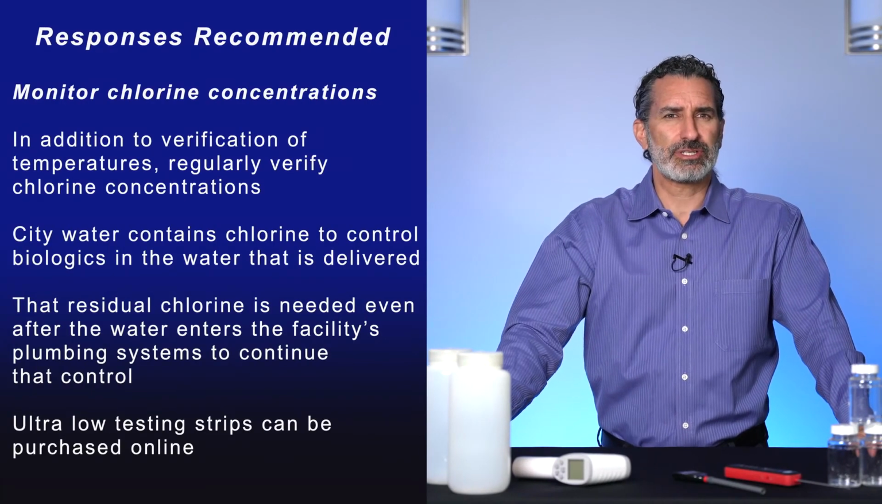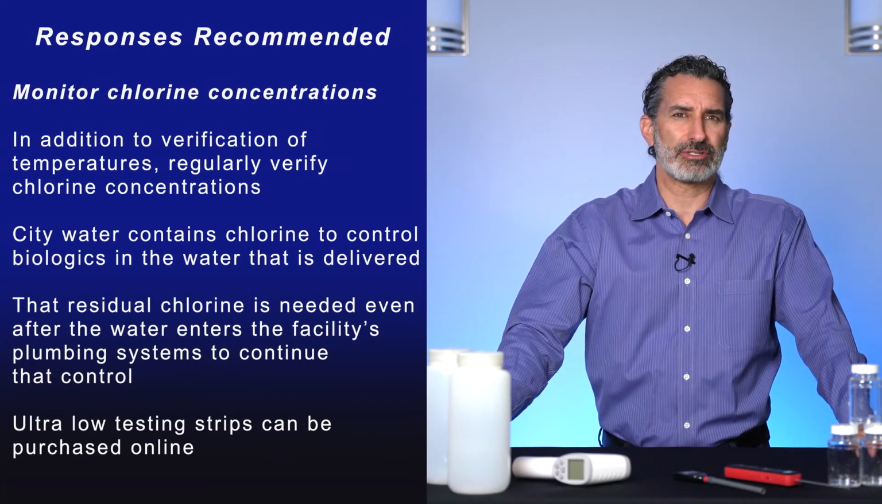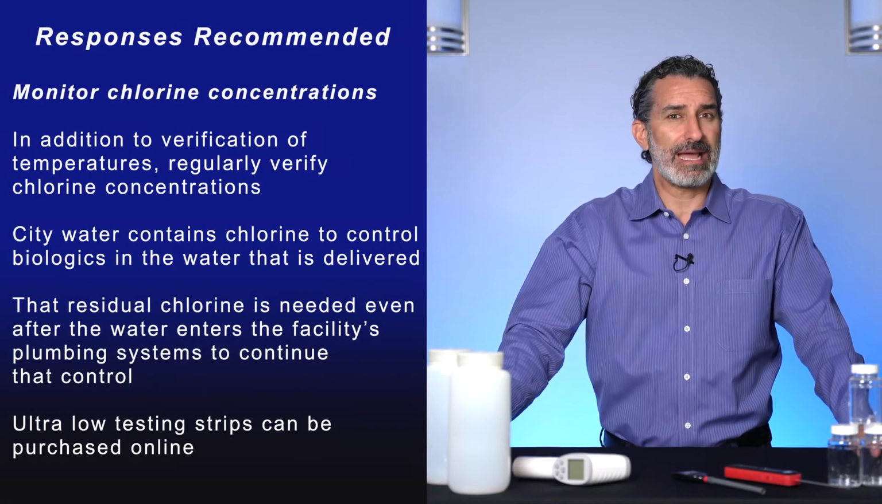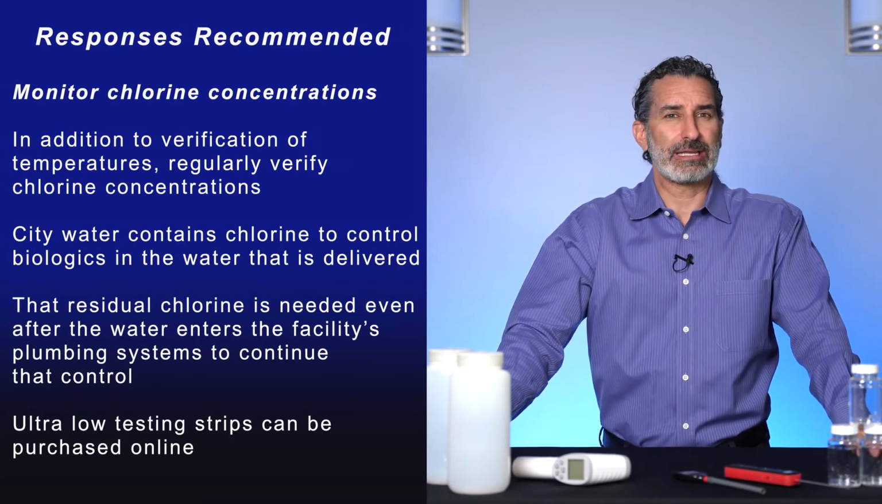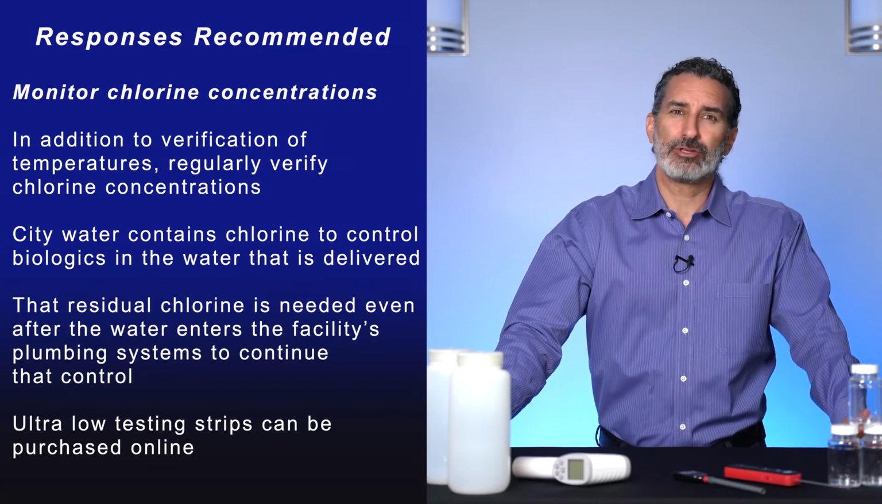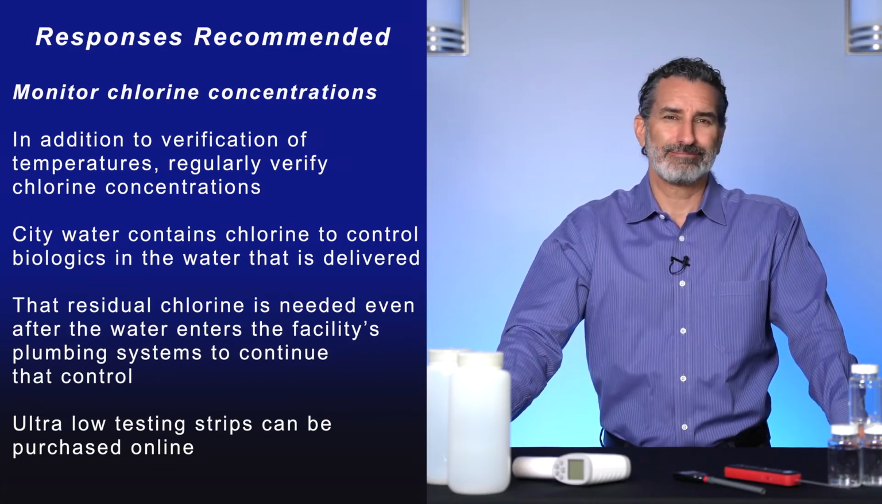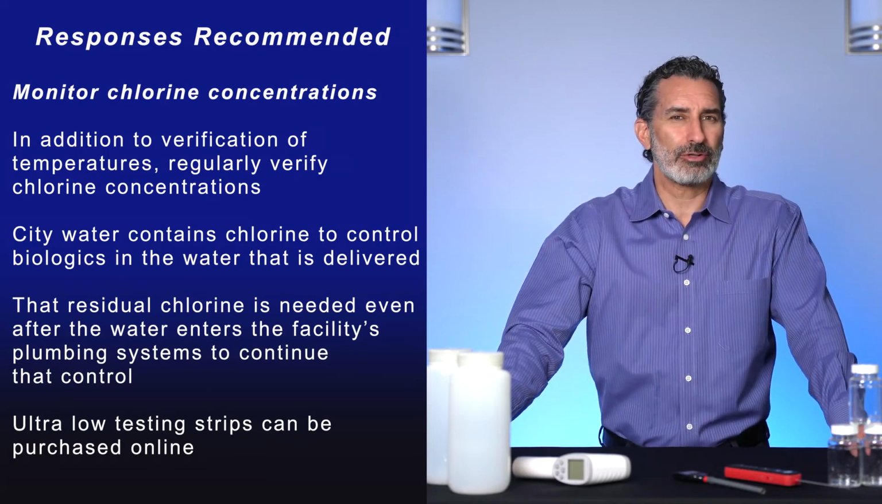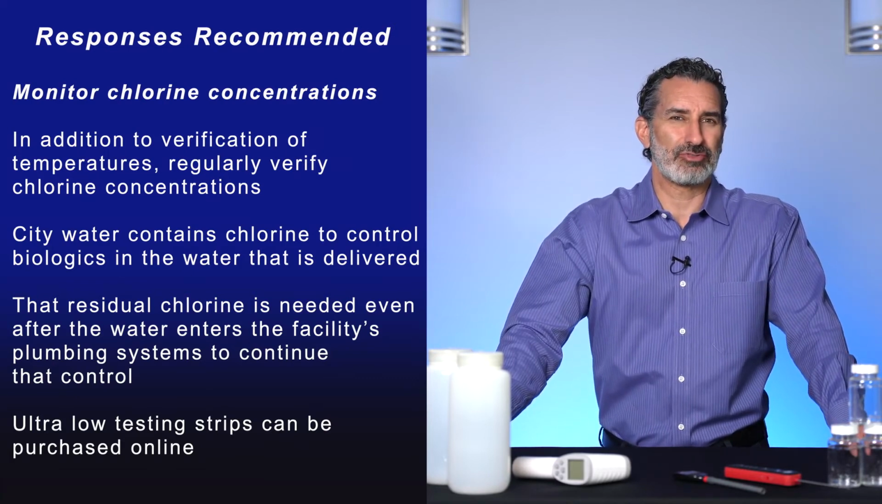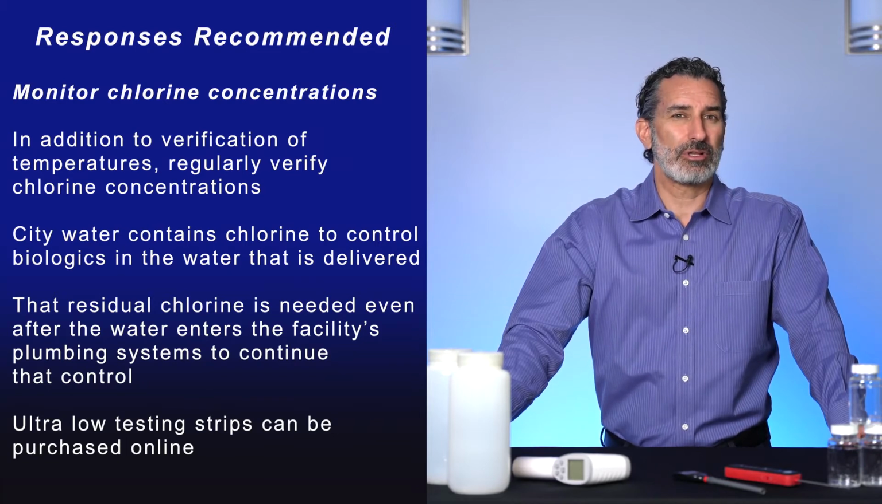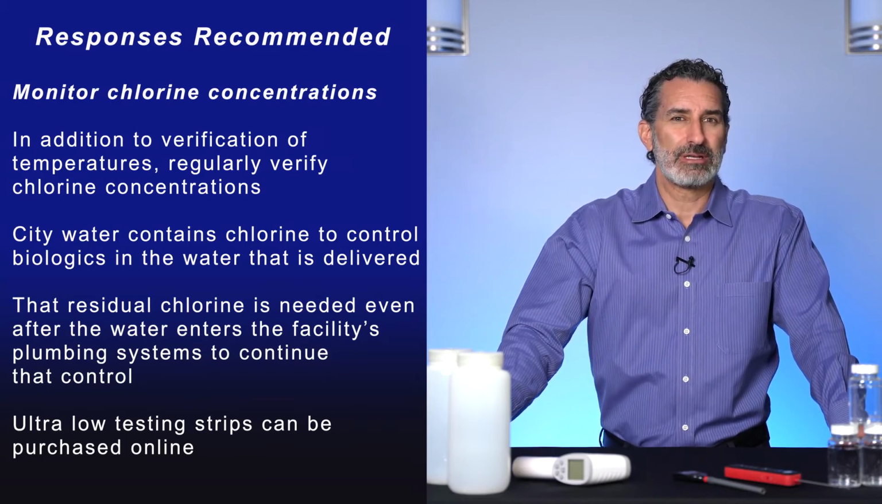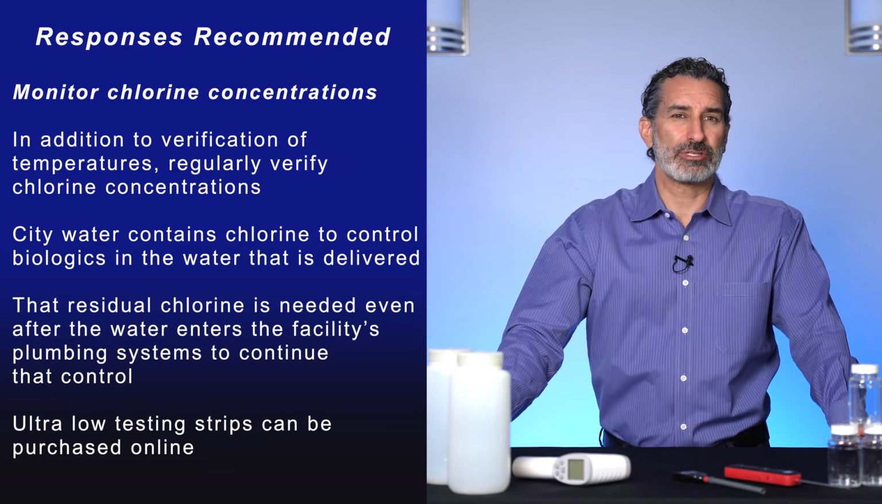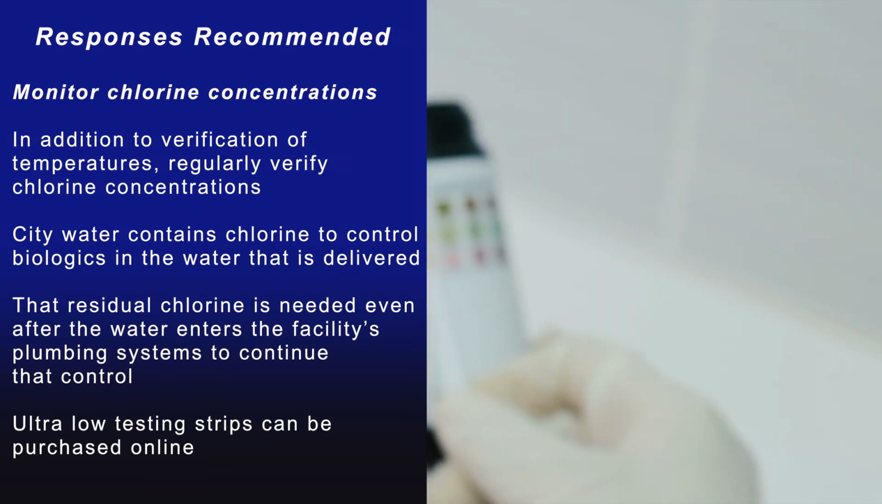In addition to checking your temperatures, you want to consider checking your chlorine concentrations. Chlorine, again, is added to control bacteria in water. And so if you have chlorine in the water, you're good. If you don't have chlorine in the water, might not be as good. How do you know what the chlorine levels are? Well, you can't go to your local pool supply store and get chlorine strips, but you can buy ultra low and low chlorine test strips online and use those to determine what the chlorine concentrations in your water are.